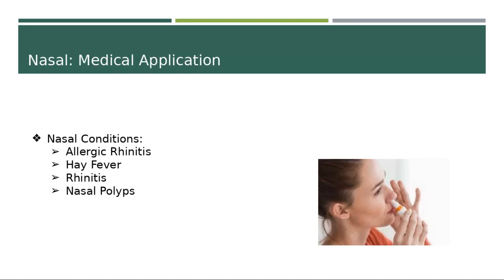There are many different types of nasal conditions that are treated by the use of nasal spray. Some examples are allergic rhinitis, also known as hay fever, which is caused by seasonal allergies. Additionally, there's non-allergic rhinitis, which is characterized by chronic sneezing or a congested, drippy nose with no apparent cause, which is usually seen when a patient has the common cold. Also, another condition is nasal polyps, which are painless, benign growths on the lining of the nose or sinuses.